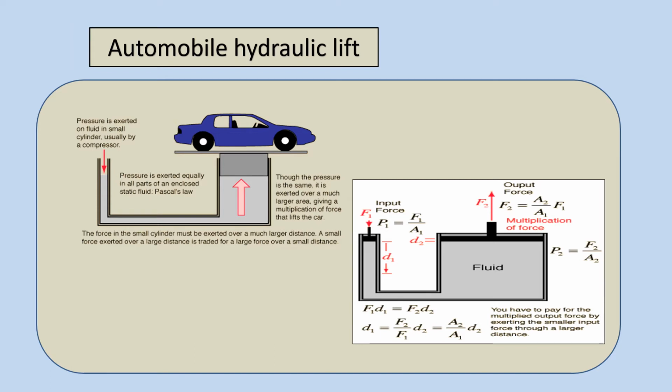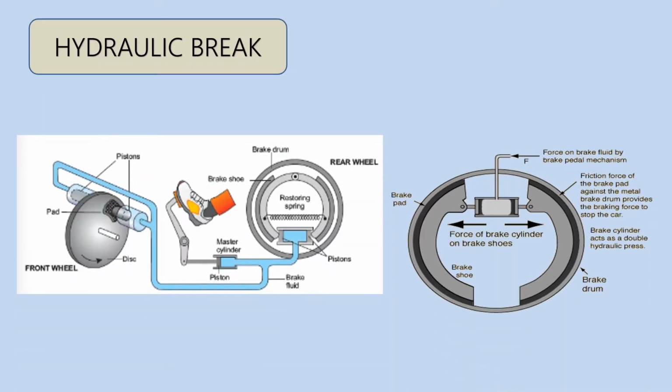In a hydraulic lift, a small piston is connected to a large piston. If we push down the small piston with the force that we call F1, the large piston will be pushed upward with the force of F2. According to Pascal principle, pressure exerted in a closed fluid is equal at every point. So it means that the pressure on the small piston is equal to the pressure exerted on the large piston.